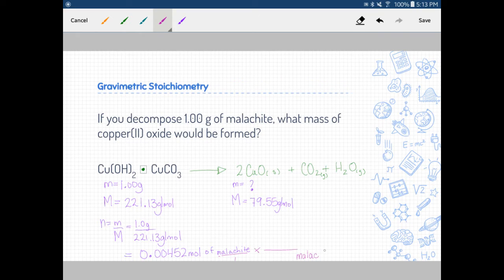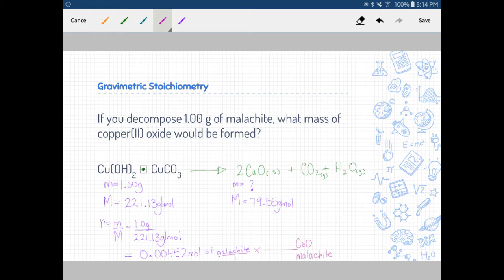Because I have malachite on the top of my fraction, I need to cancel my units out. Now, in order to cancel units out, I always do the opposite. So in this case, I have it on the top of my fraction, so I want it on the bottom of my fraction in my mole ratio. For the top of my fraction, I'm going to write down the entity that I'm solving for. So in this case, I'm solving for my copper oxide. So my copper(II) oxide, I write down on the top.